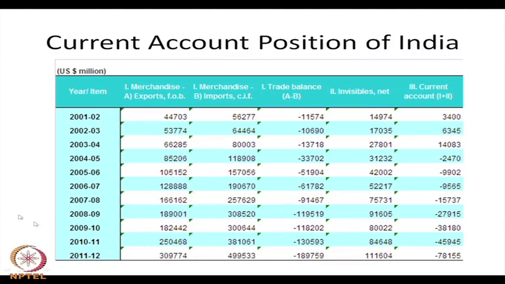This has reduced over the year, and this has increased our trade deficit and our current account deficit. At present, particularly from 2007-8 onwards, if you see the data, the current account deficit has increased significantly, because the invisible part, though increasing, has not increased as much as it did earlier.